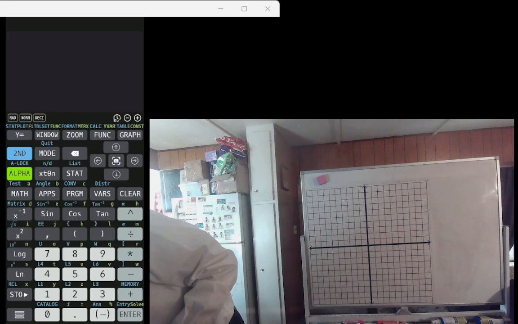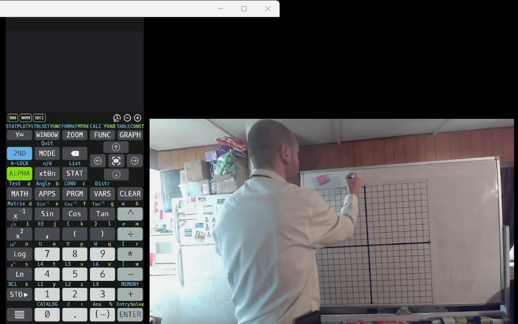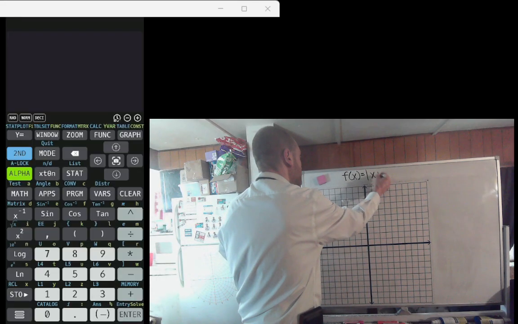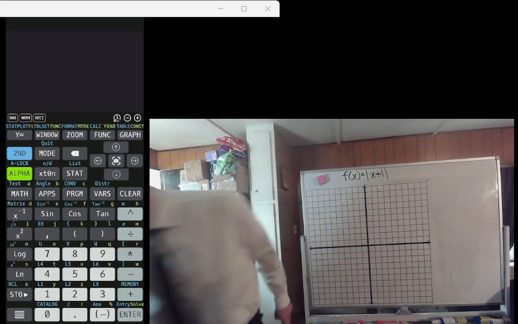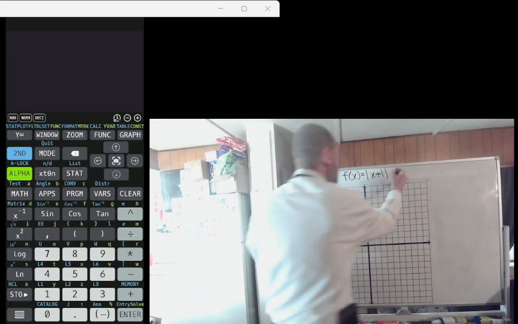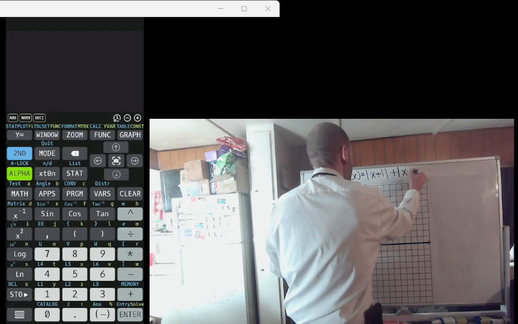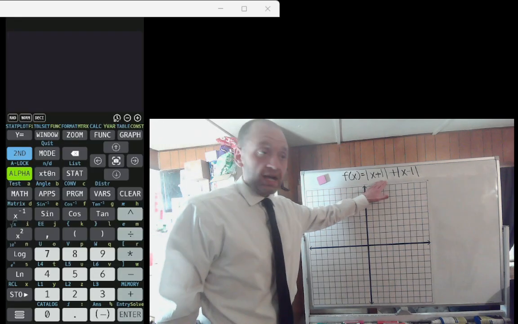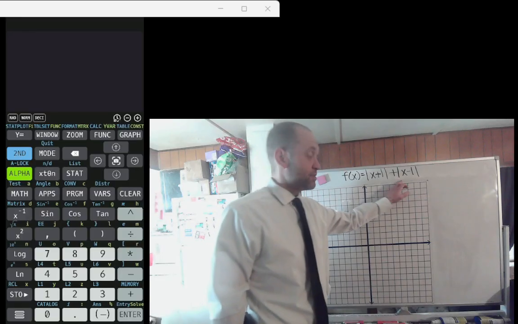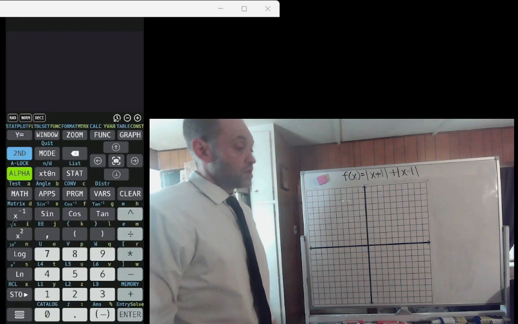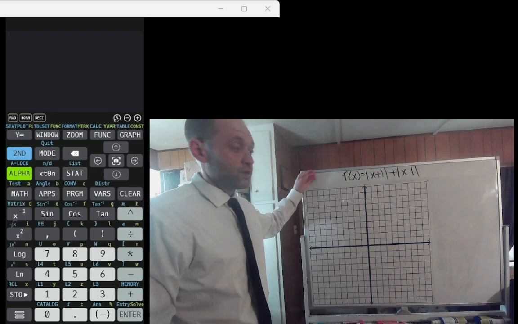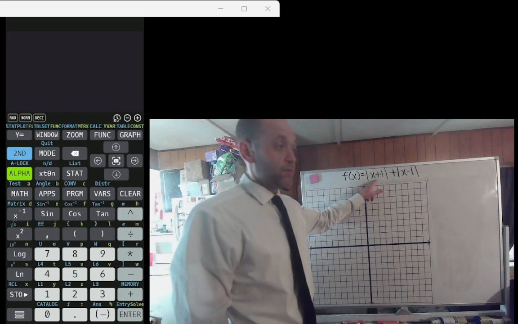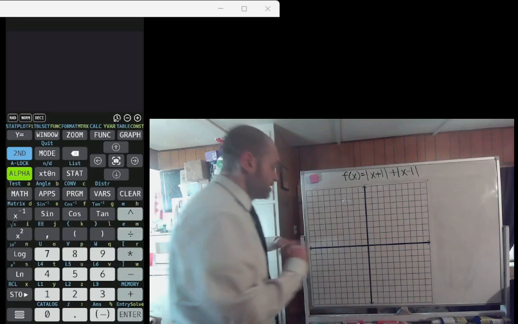All right, let's do one more. Here's a good one: f of x equals the absolute value of x plus 1 plus the absolute value of x minus 1. So we have a double absolute value one. Good news is your domain in this case is all real numbers. And what a better number to start with than 0. If I put in 0 for each, I'll get 1 plus 1, which would give me 2.